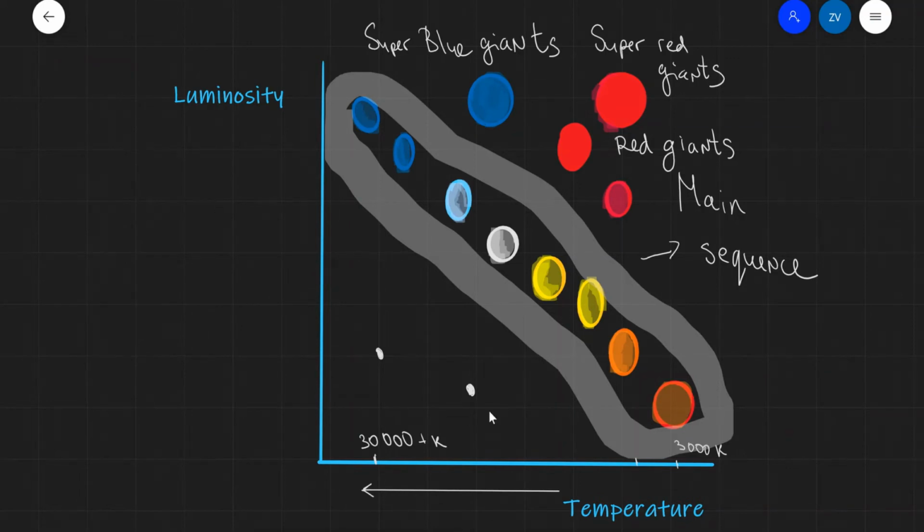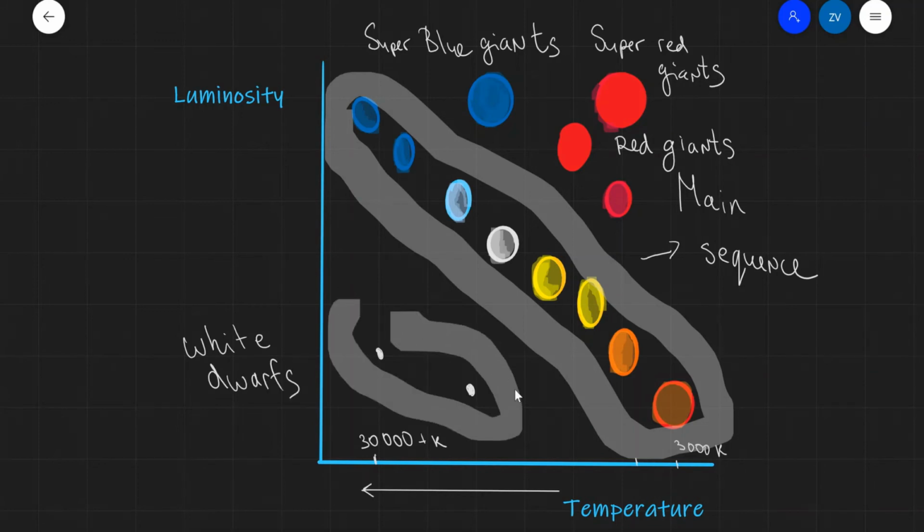Finally, notice that here in the left hand corner of this diagram we are going to find the white dwarfs, and we can write this in. So this over here is the region for the white dwarfs, like so, and I'm just going to circle this region in as well. Notice that those are stars which have a low luminosity, however they tend to have a higher temperature.